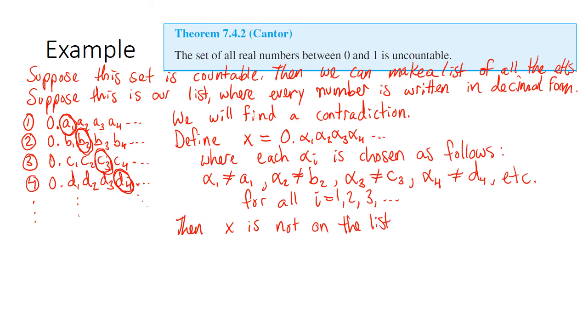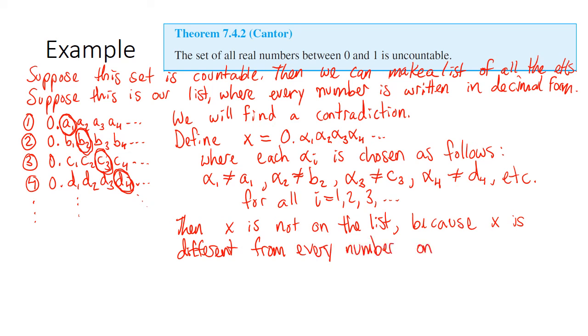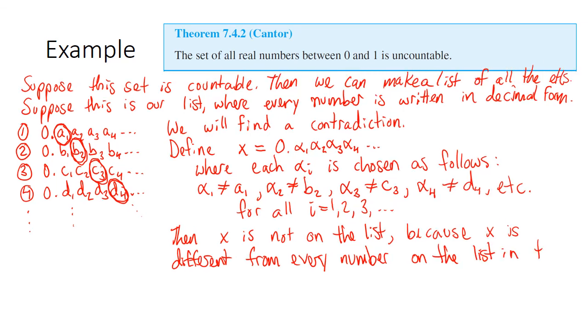And how do you know that this number x, with all the alpha digits that we just invented, is not on the list? Because x is different from every number on the list in at least one digit.